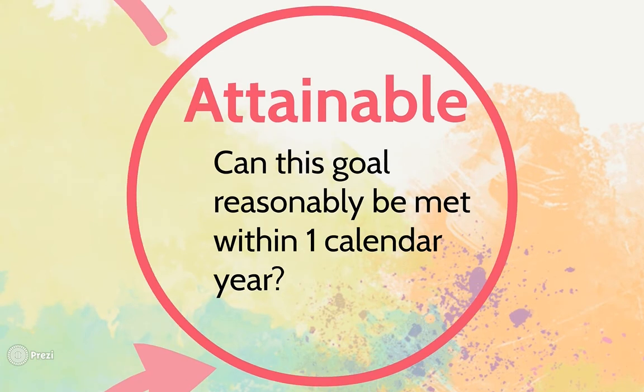Attainable. Can this goal reasonably be met within one calendar year? So while the student may have a lot of areas of need in a particular subject like math, you're not going to pile on a bunch of goals knowing that it would be hard for them to meet every single one in just one school year. You're going to want to think about what the student can reasonably attain within the time period from this IEP to the next IEP.